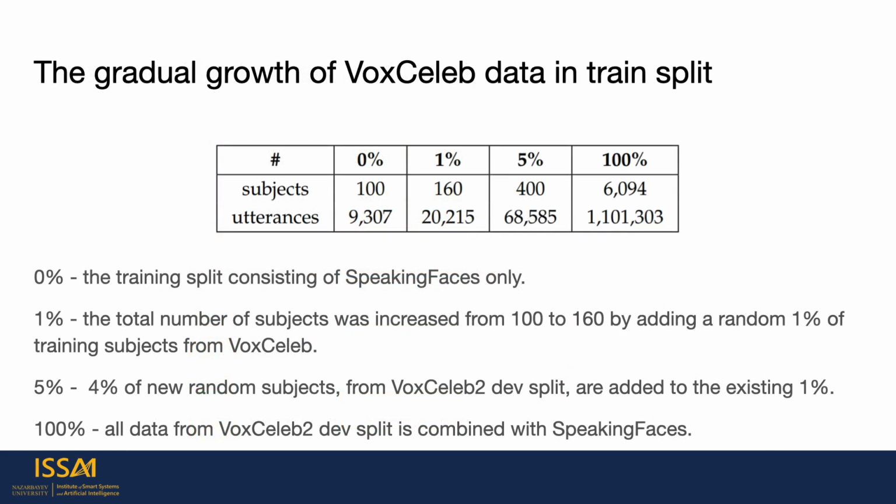To analyze the impact of synthetic thermal data on model performance, we gradually increased training data in terms of size and variability. 0% was the training split consisting of only SpeakingFaces. In 1%, the total number of subjects was increased from 100 to 160 by adding a random 1% of training subjects from VoxCeleb. In 5%, 4% of the new random subjects from the VoxCeleb development split were added to the existing 1%. Finally, in 100%, all data from VoxCeleb development split were combined with SpeakingFaces.